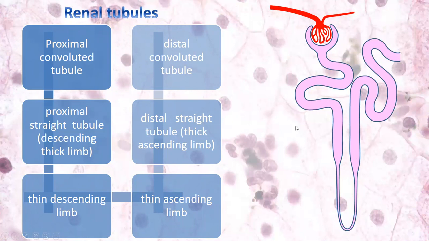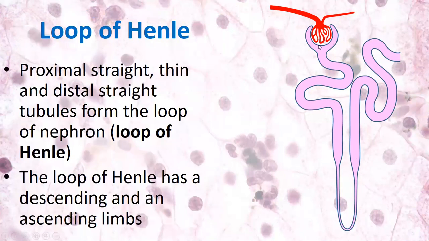So there are main renal tubules, and in the correct order we have proximal convoluted tubule, proximal straight tubule, thin descending tubule, thin ascending tubule, distal straight tubule, and distal convoluted tubule. And here we can see main tubules of the nephron. And proximal straight, thin, and distal straight tubules, they form the loop of nephron or loop of Henle. It's a part of nephron which mainly enters in the medulla.